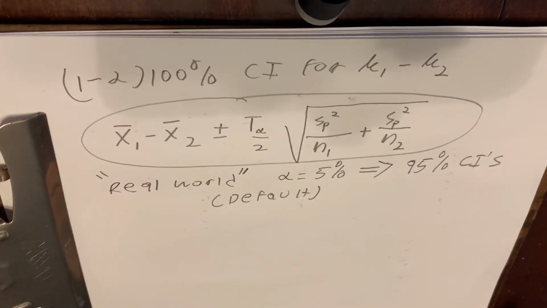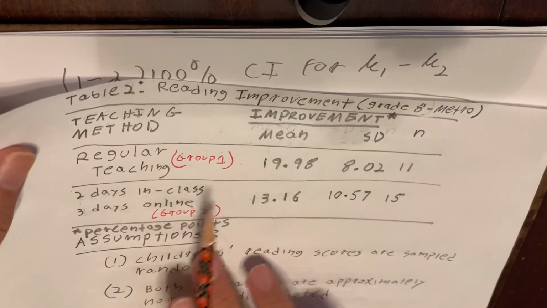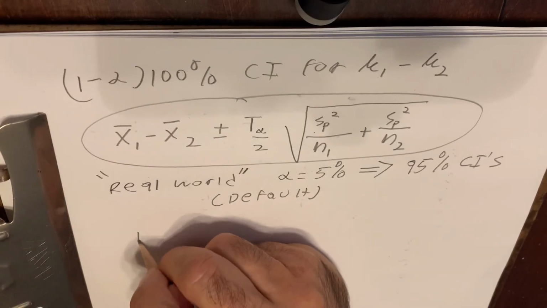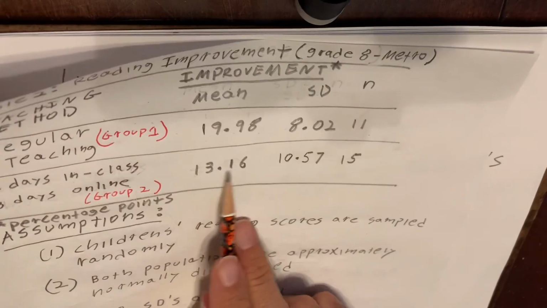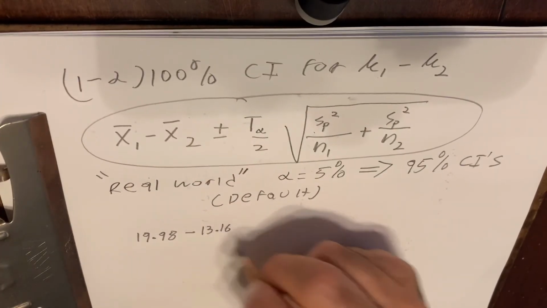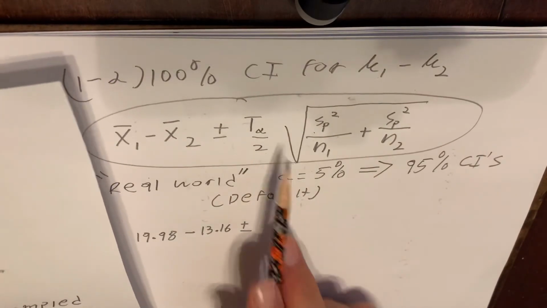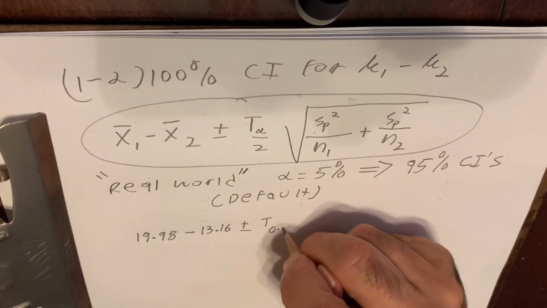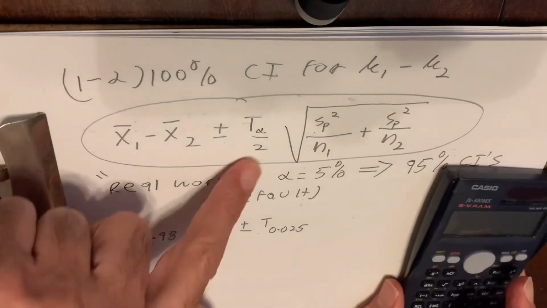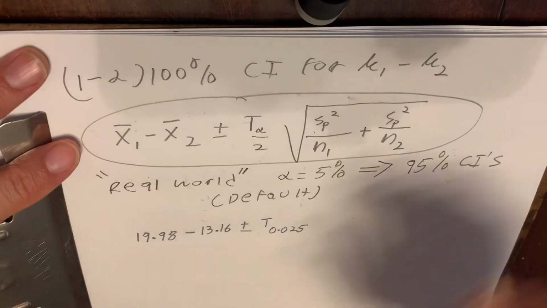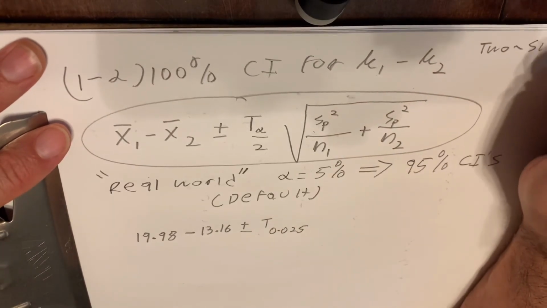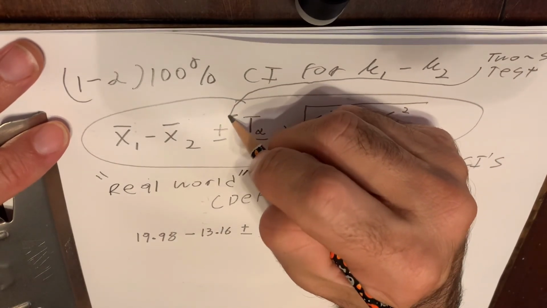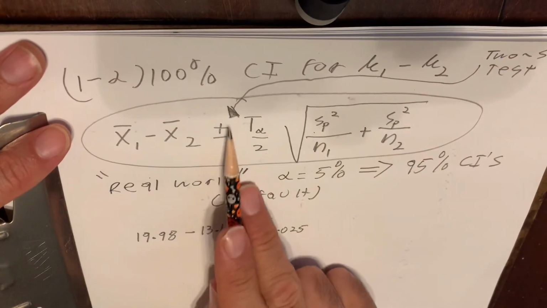So in any case, I want to plug these numbers in. I want to get the confidence interval, and I want to see if there's any significant difference between the two groups. So let's plug it in. We're going to have 19.98 minus 13.16 plus or minus. Now here, this t value, right? Now I should tell you, this t value is going to be t sub 0.025. Now how did I get this? Well, we're going to be using a two-sided test, right? I told you that in the beginning. And the reason why we can use the two-sided confidence interval is because we're using a two-sided test. That's why we have the plus or minus.